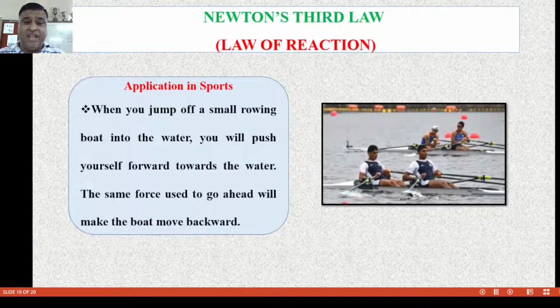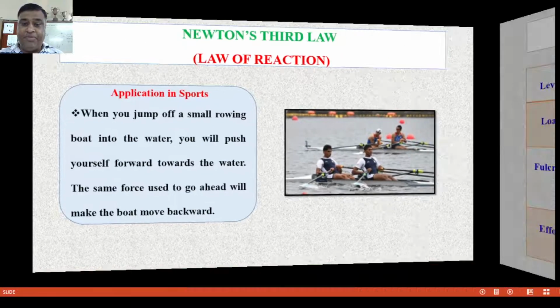Now the next example of application of forces. When you jump off a small rowing boat into the water, you push yourself forward towards the water. The same force used to go ahead makes the boat move backward. Means the more you push, the greater the distance the boat moves backward in the water.